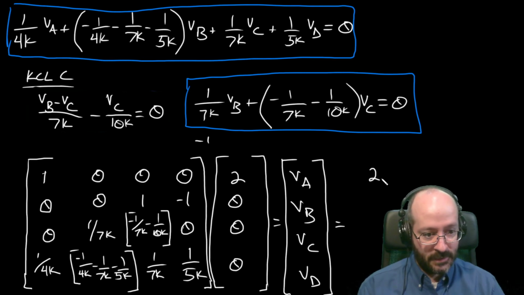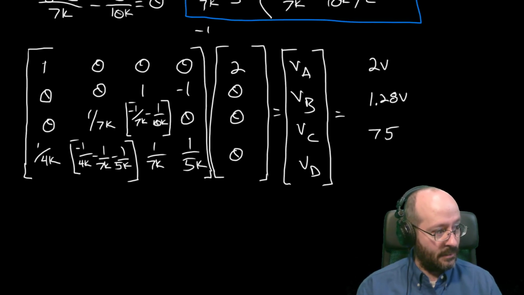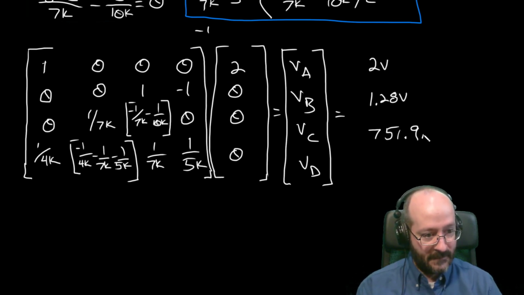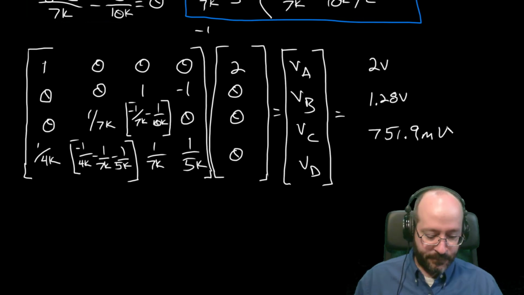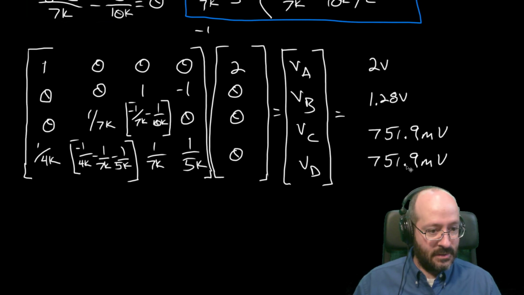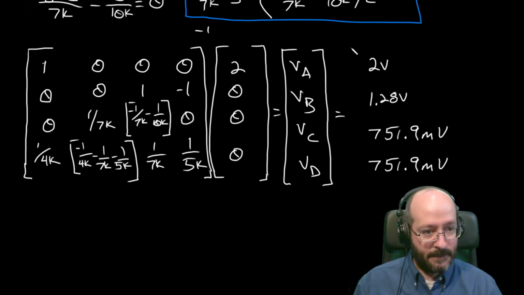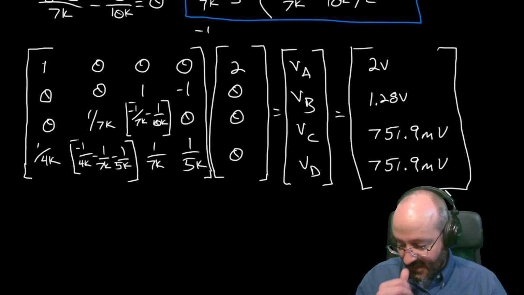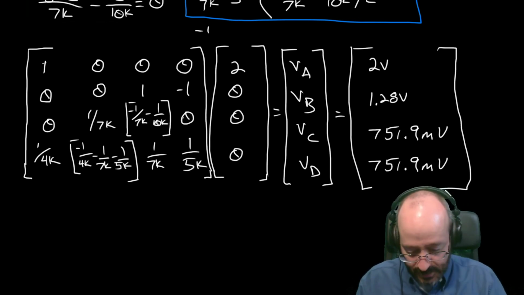Okay, so what I found was I have 2 volts at VA, 1.28 volts for VB, and then VC and VD have to be the same, right? And they're both behind my head. Boop, they're both 751.9 millivolts. Okay, so I'm going to cheat. And there are the node voltages. Okay, that's a good start, but that's not what we're looking for in this problem.